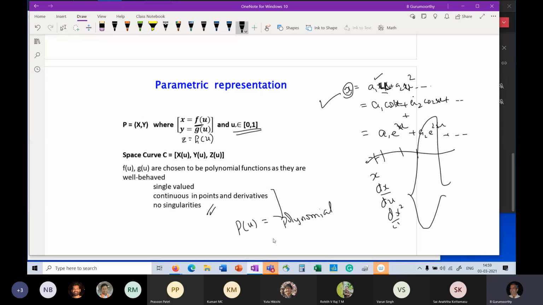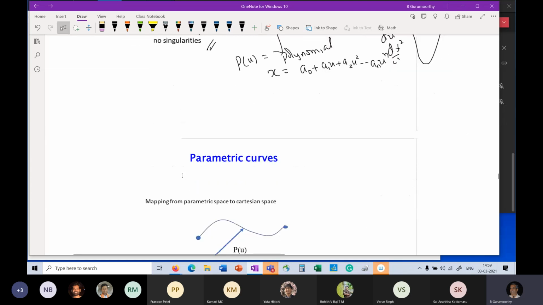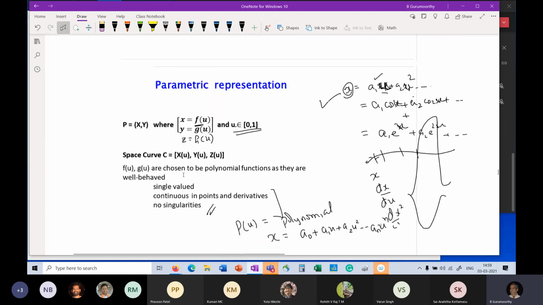And therefore, if I want to write X as an example for you, I will write this as A0 plus A1U plus A2U square all the way till some AN U to the power N. Okay, so that's the first decision that we have made for this particular case. And then we need to make some more choices. So I will stop here.